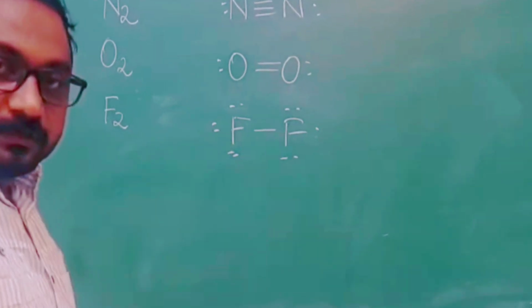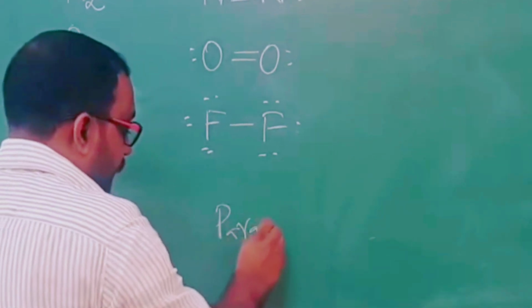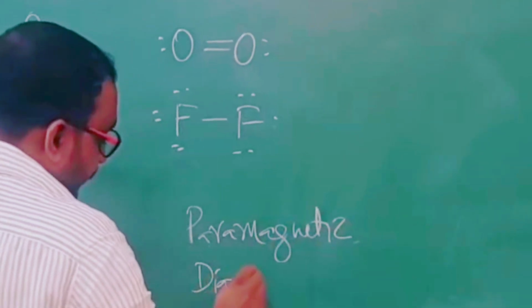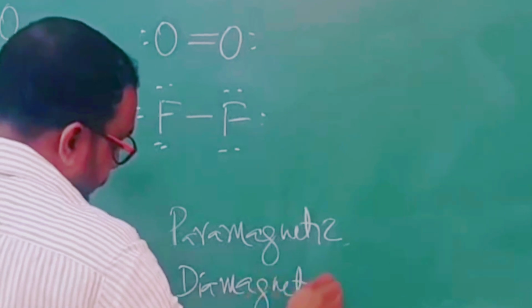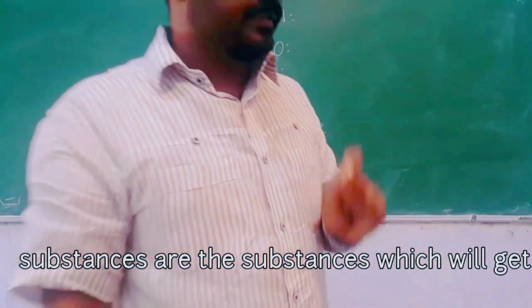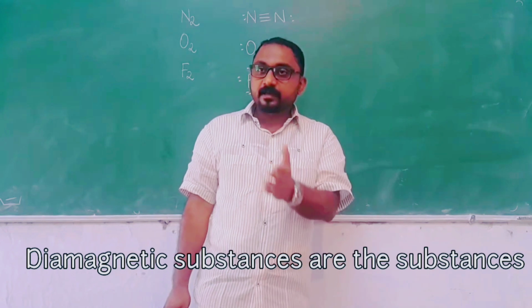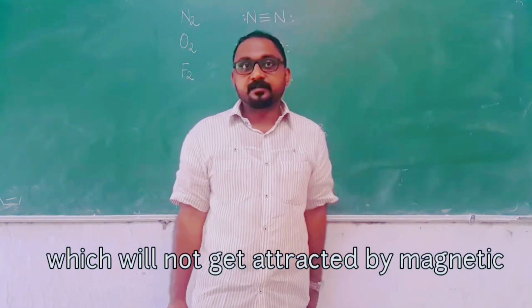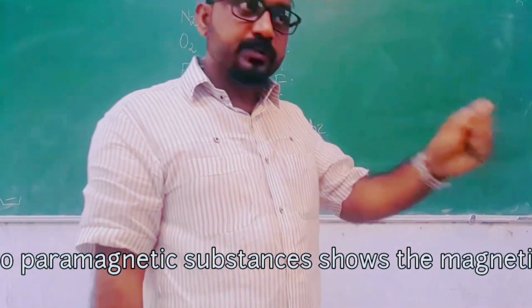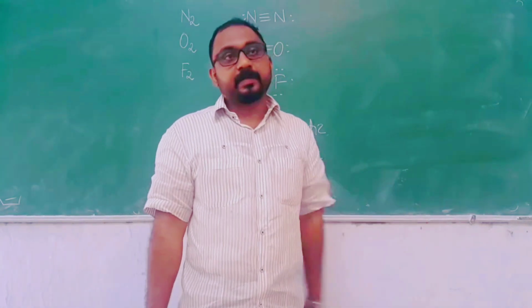Before getting into the topic, there are two terms. One is paramagnetic, the other one is diamagnetic. What is paramagnetic, if you ask? Paramagnetic substances are the substances which will get attracted by a magnet. Diamagnetic substances are the substances which will not get attracted by a magnet. So, paramagnetic substances show magnetism, while diamagnetic substances will not be identified by a magnet.